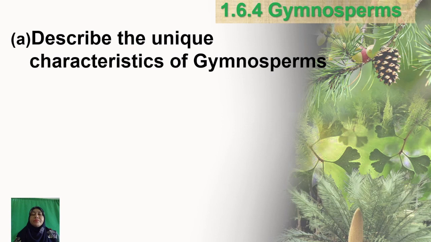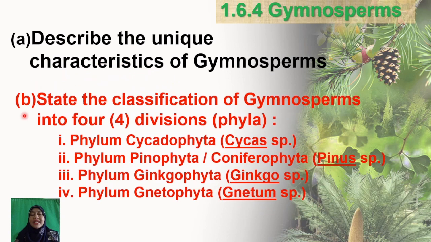Gymnosperm, the third group. We are going to describe the unique characteristics of Gymnosperm and also state the classification of Gymnosperm into their four divisions or four phyla. That is phylum Cycadophyta, the example is Cycas species. Phylum Pinophyta or Coniferophyta, the example is Pinus species. Phylum Ginkgophyta, the example is Ginkgo species. And the last one, phylum Gnetophyta, the example is Gnetum species.